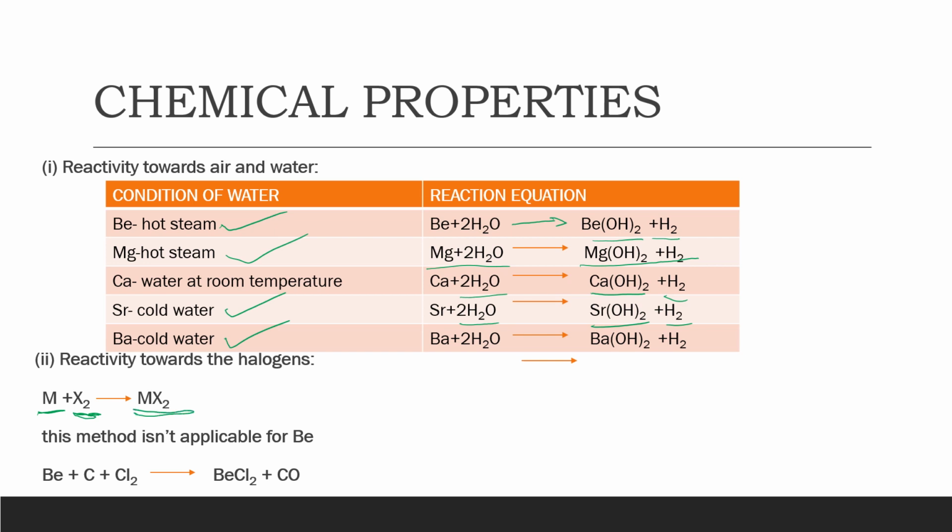But this is not applicable for beryllium because it reacts a bit differently. For beryllium, it is actually BeO plus carbon plus chlorine gives BeCl2 plus CO. CO over here is carbon monoxide. This is the reaction when it reacts with chlorine. It doesn't react directly with the halogen. It needs extra elements like oxygen and carbon to react and form a halide.